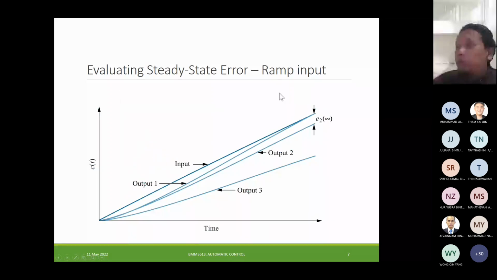And then if you have a ramp input, the time response will have a different kind of shape compared to step input. So here, if you have a ramp input, then the method to calculate the error is slightly different. But we won't calculate from the graph. We will use a formula to calculate the steady state error.